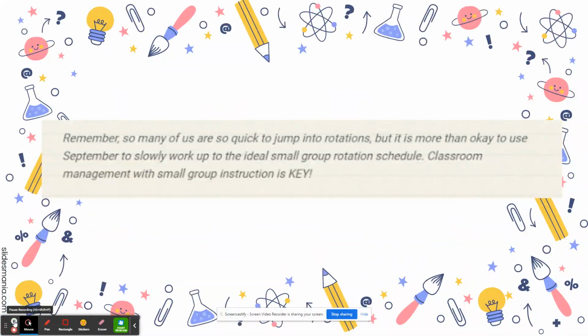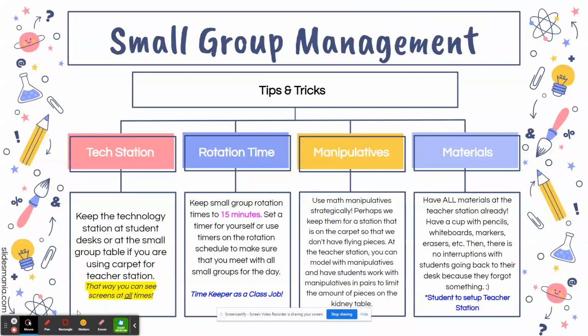Remember, so many of us are so quick to jump into rotations, but it is more than okay to use September and early October to slowly work up to the ideal small group rotation schedule. Classroom management with small group instruction is key. Speaking of classroom management with small group instruction, here are some small group management tips and tricks for you.